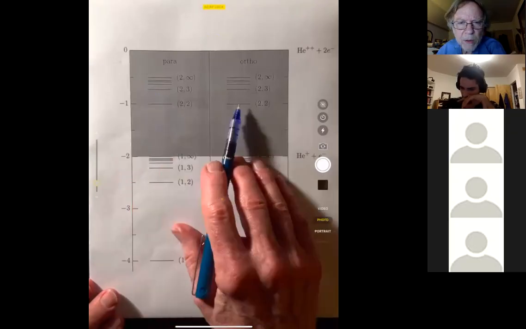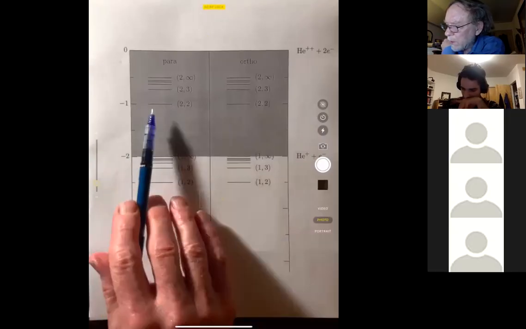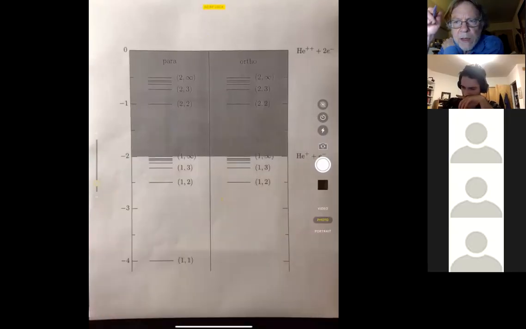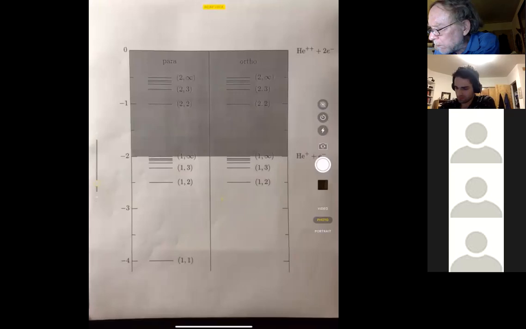And over here is a similar set of states on the ortho side. Now these are states of the, as I emphasize, this diagram here refers to the eigenstates of the unperturbed system. We haven't dealt with the perturbation at all yet. But anyway, this is the energy level diagram that we get for those states.